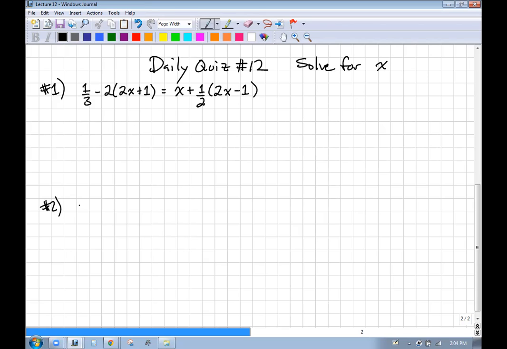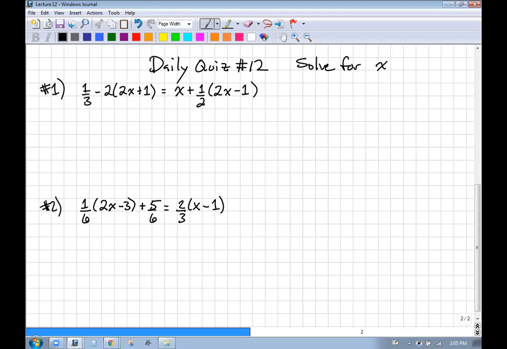Okay, and I'm going to show you a trick here. We'll do 1/6 times 2x minus 3 plus 5/6 equals 2/3 times x minus 1.